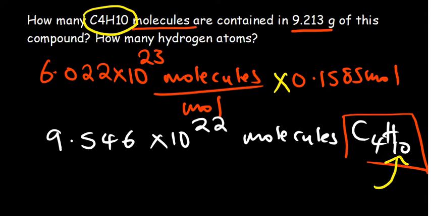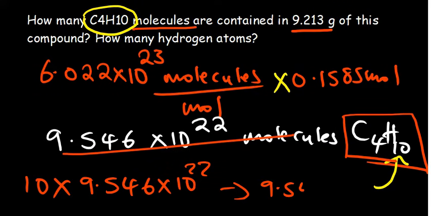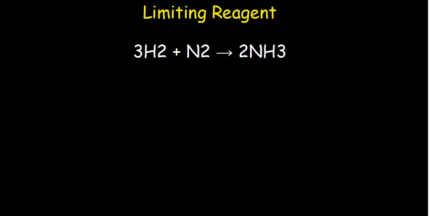So how about this number of molecules? How many are we going to have? So we end up multiplying by 10. So if in a single molecule we have 10 hydrogens, how about this number? So it will be multiplied by 10, which will just be 9.546 times 10 to the power 23 hydrogen atoms.